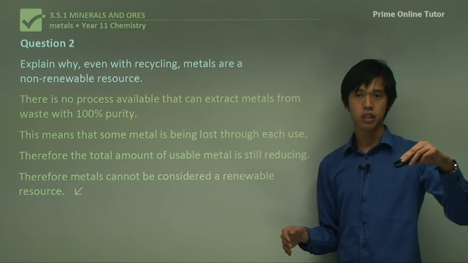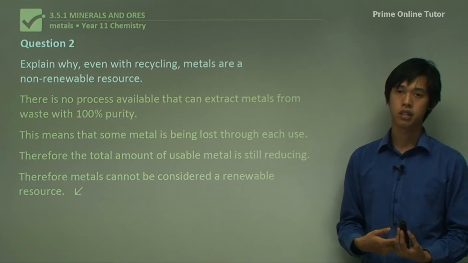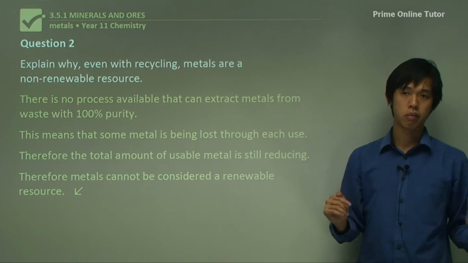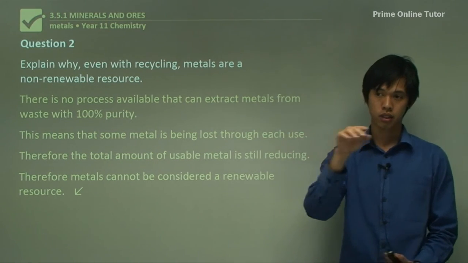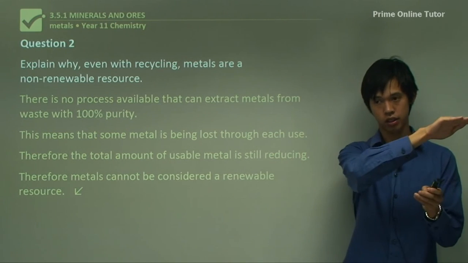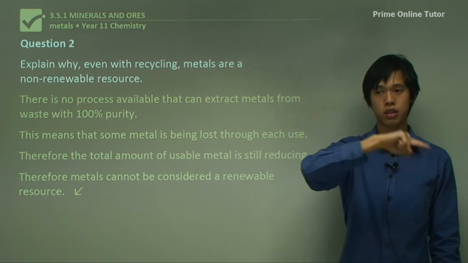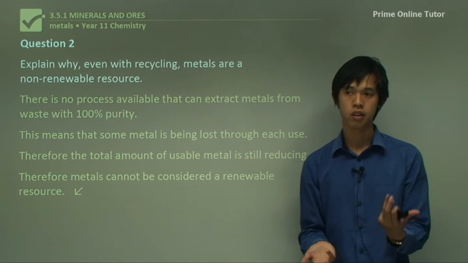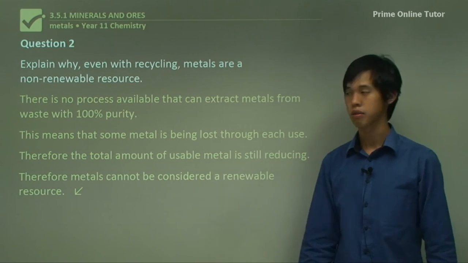Because it's reducing, metals can't be considered renewable resources. Renewable resources, if you talk about them mathematically, would be constant over time. Over this length of time, the renewable resource will remain constant. The rate at which it's being consumed will equal the rate at which it's being regrown. Whereas with metals, you can only consume them, so they'll only decrease.